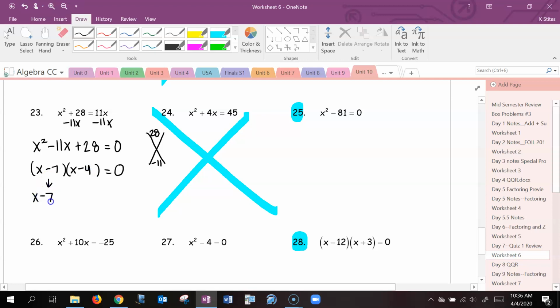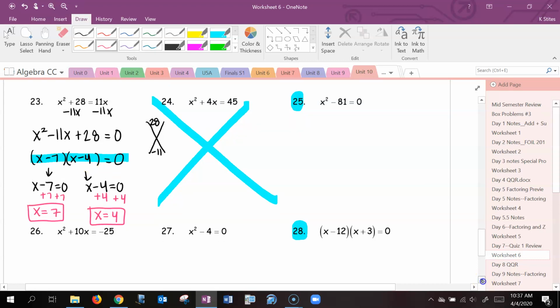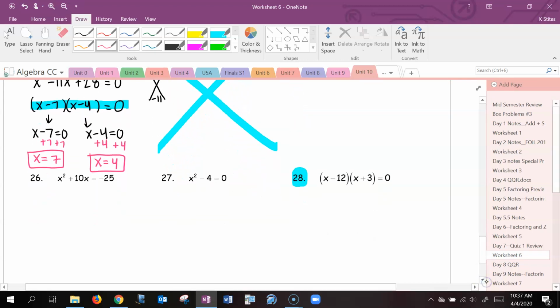So x minus 7 equals 0. x minus 4 equals 0. This is my solving now. So the factoring was this step. Now I'm solving. Add over my 7. Add over my 4. And again, notice your answers are just the opposites of your factored form. Okay, 25 is for you. 26 and 27 are for us.